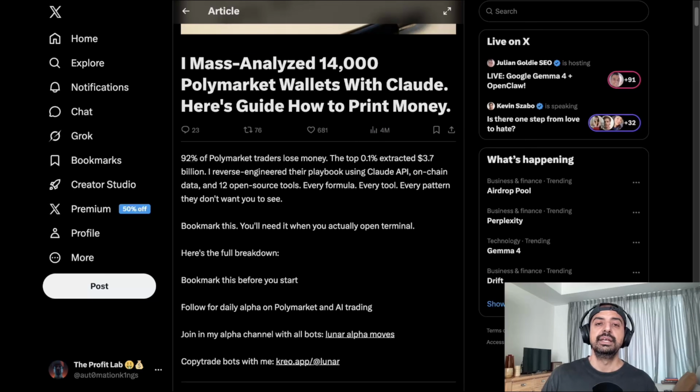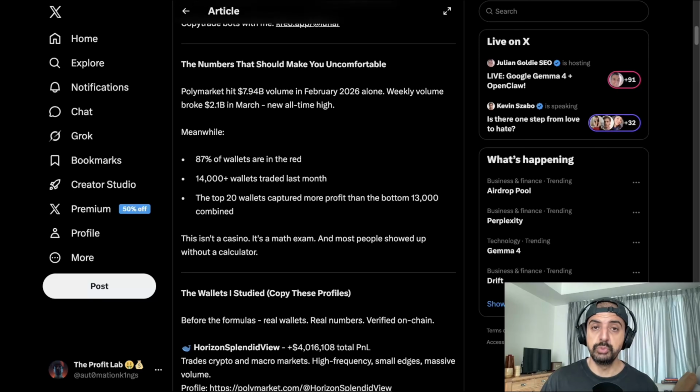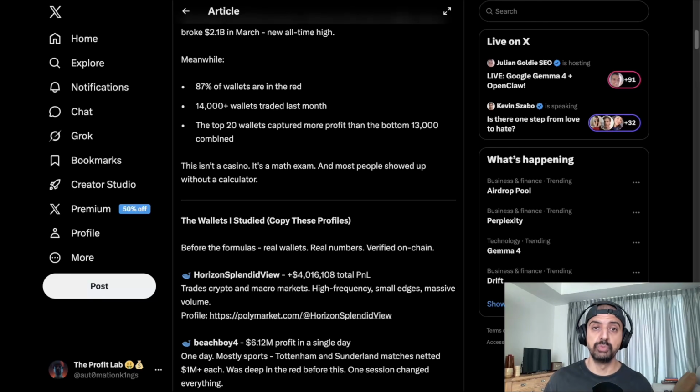Now, basically, he gave me the idea to turn this into a Claude Code dashboard. And there's some really incredible information inside of this article because Polymarket hit almost $8 billion in volume in February 2026 alone. And the weekly volume in March broke their platform's record because it hit 2.1 billion, which is a new all-time high. Now that's incredible, but only if you're a whale because 87% of all wallets are in the red. And that's just of 14,000 wallets that he checked.